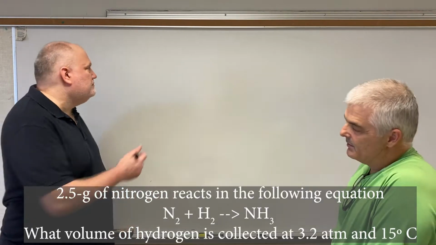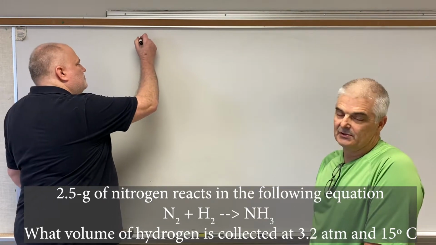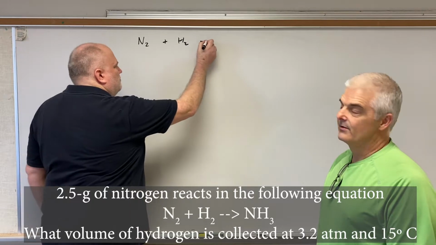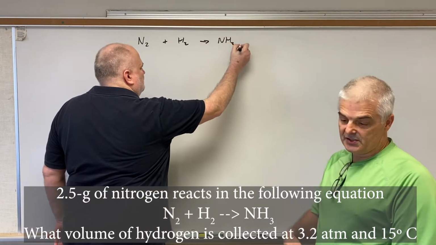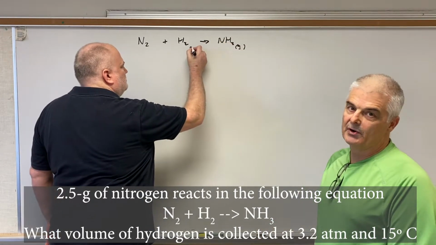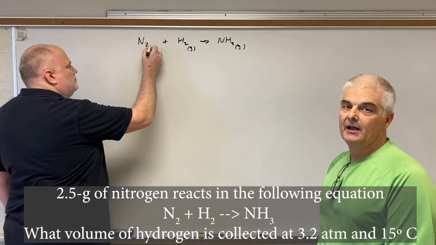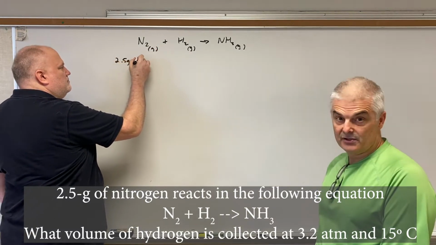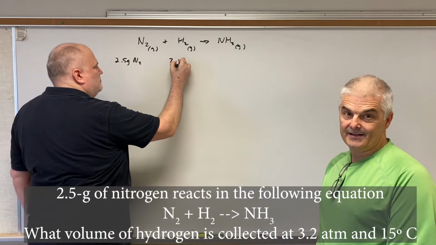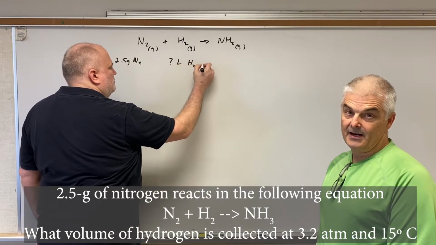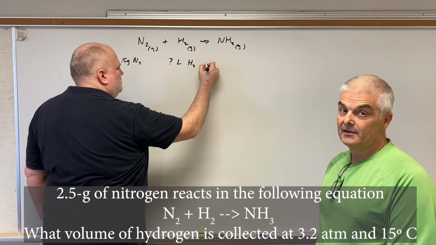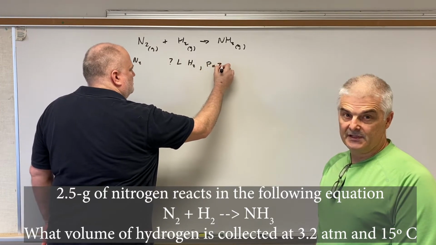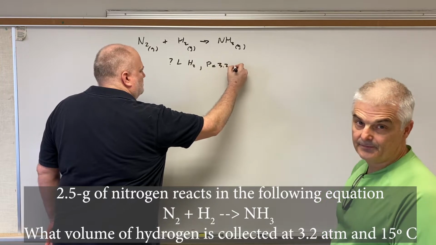So take a look at this problem. We've got the reaction that you can see below: N2 plus H2 makes NH3, and these are all gases. You can see that we were given 2.5 grams of nitrogen. It says how many liters of hydrogen are required at a pressure of 3.2 atmospheres and a temperature of 15 degrees Celsius.